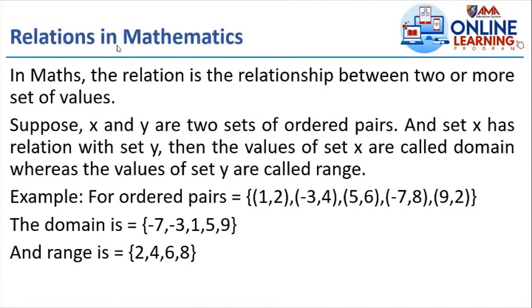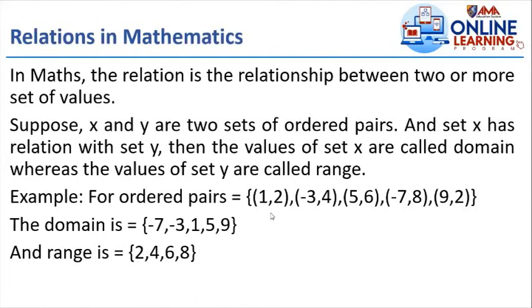And then relations in mathematics. In maths, a relation is the relationship between two or more sets of values. Suppose X and Y are two sets of ordered pairs, and set X has a relation with set Y. Then the values of set X are called the domain, whereas the values of set Y are called the range. This is what we discussed earlier. So the values of x are the domain, and the values of y are our range. For example, we have four ordered pairs: (1, 2), (-3, 4), (5, 6), (-7, 8), (9, 2). Our domains are here, the values of x.